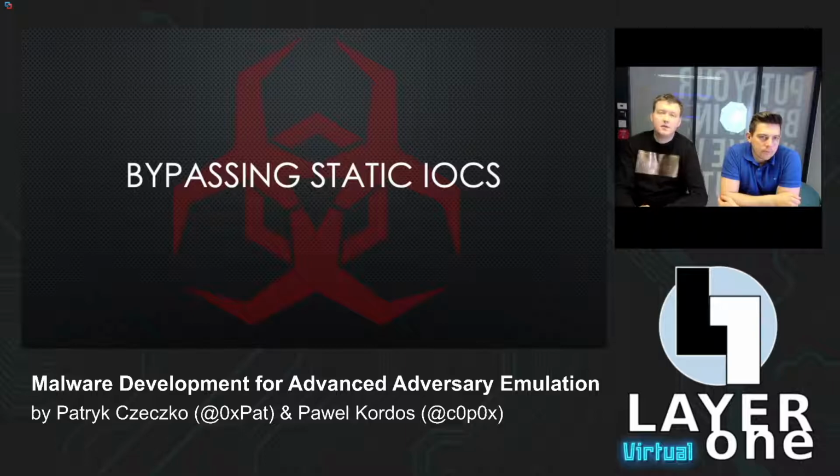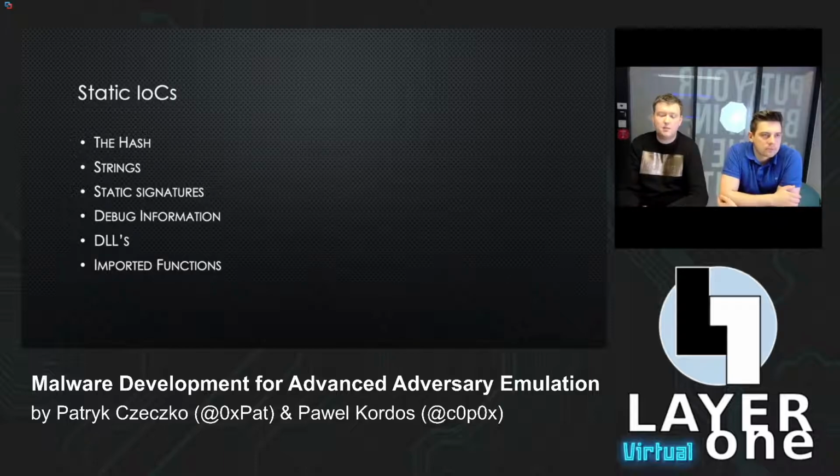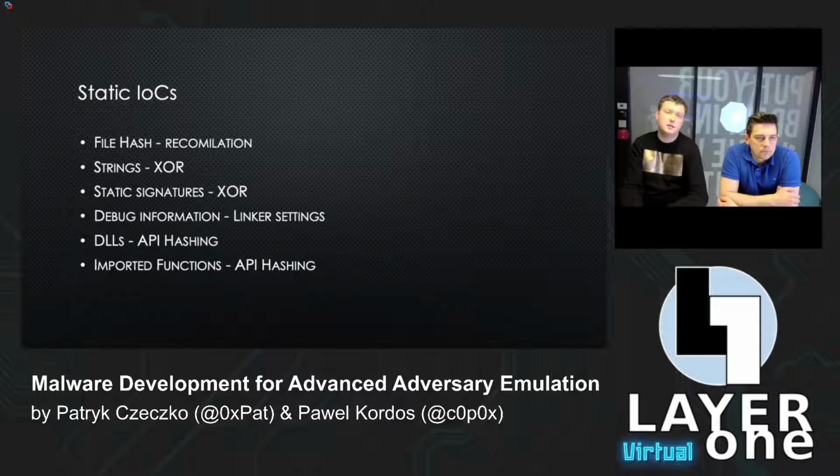Alright, so the next topic would be bypassing static IOCs, and we got a couple of static properties which will be included within our malware code. First one is definitely the hash of the file, then some of the strings within our code, static signatures. Then something which is definitely very often forgotten are those debug information with a PDB file, then some imported DLLs and other functions. And what actually can we do against that?